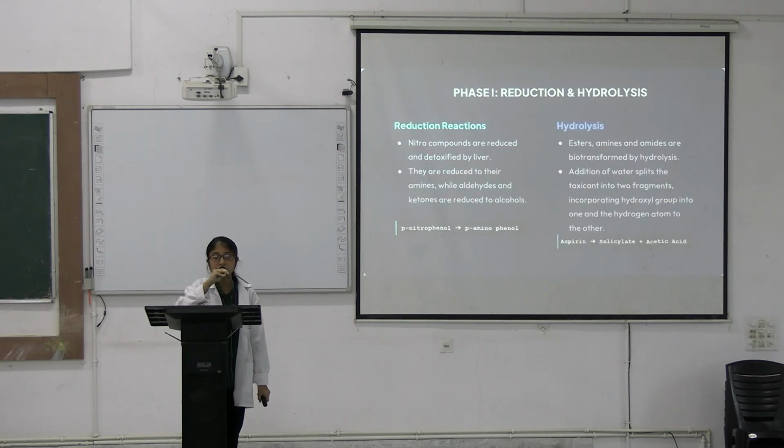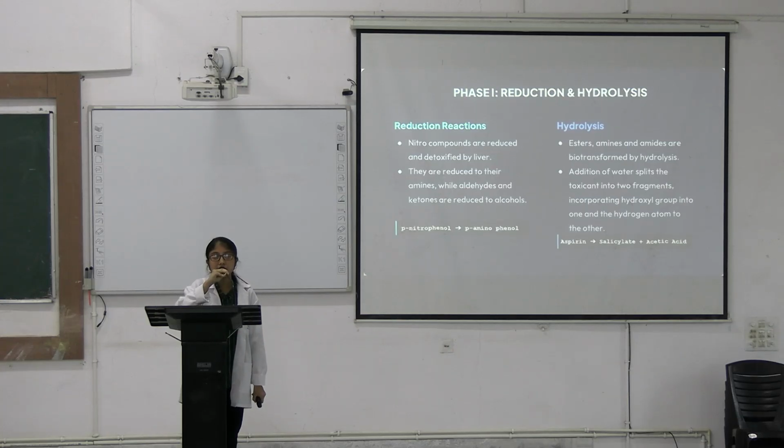Then comes the reduction type of reactions. Mainly the nitro compounds are reduced and detoxified by the liver. They are reduced to their amines, while the aldehydes and ketones are reduced to their alcohols. For example, para-nitrophenol gets converted to para-aminophenol.